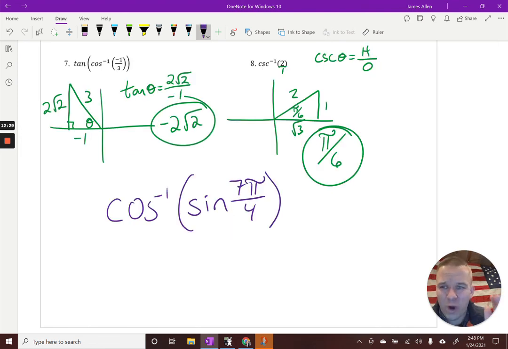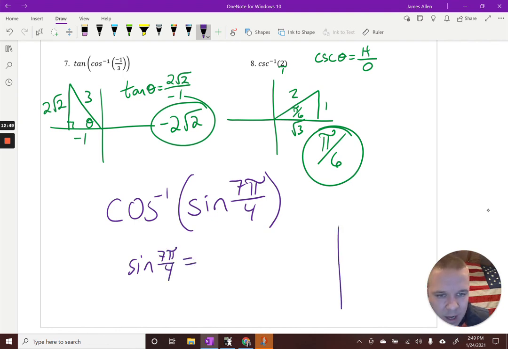I decided to add one last problem in here for you guys. It is a little more like what we had in the previous lesson, but it does come up on the homework, so I just wanted to refresh it. We're going to work from the inside out. All right, so what's sine of 7 pi over 4? I'm going to deal with that first.